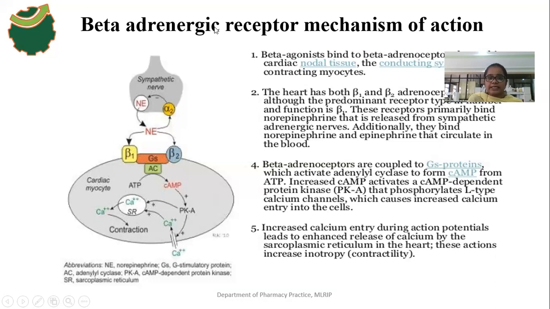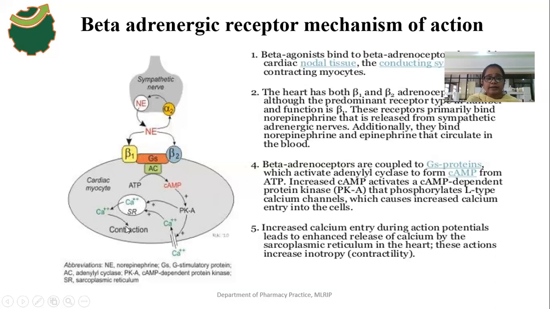Okay, so beta adrenergic receptors' mechanism of action on the heart. The heart consists mainly of which receptors? Beta 1 receptors. Upon activation of beta 1 receptors, AC enzyme activity increases, cyclic AMP production increases, and protein kinase and L-type calcium channels are activated. So there is more entry of calcium into the cell, then more release of calcium from the sarcoplasmic reticulum. Then the intracellular calcium levels also increase.